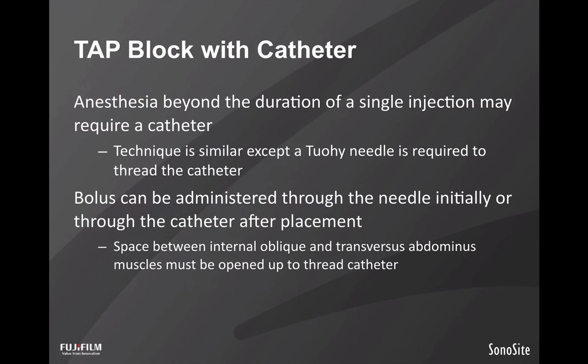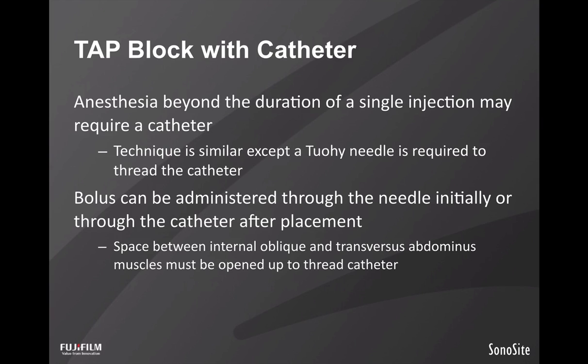Now, if we wanted to perform a TAP block with a catheter, that is well within something that we can try to achieve here for a longer duration of pain control. And we would do that, as I mentioned, because we want anesthesia that lasts a little bit longer than the single injection. So the technique is very similar, except that we use a Tuohy needle, as I described much earlier in the lecture, and that's required because we have to thread the catheter.